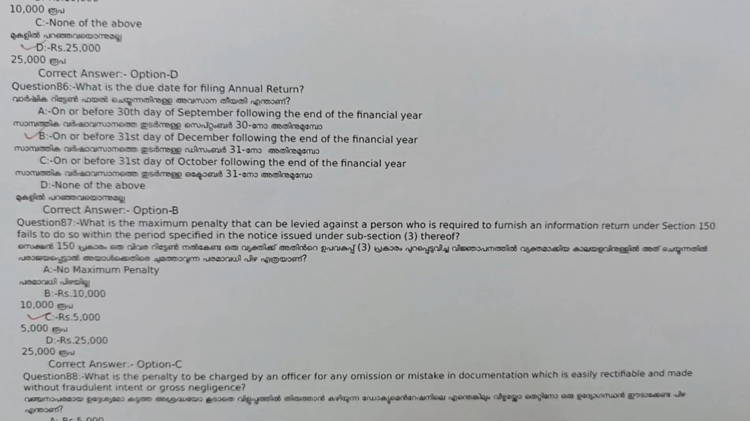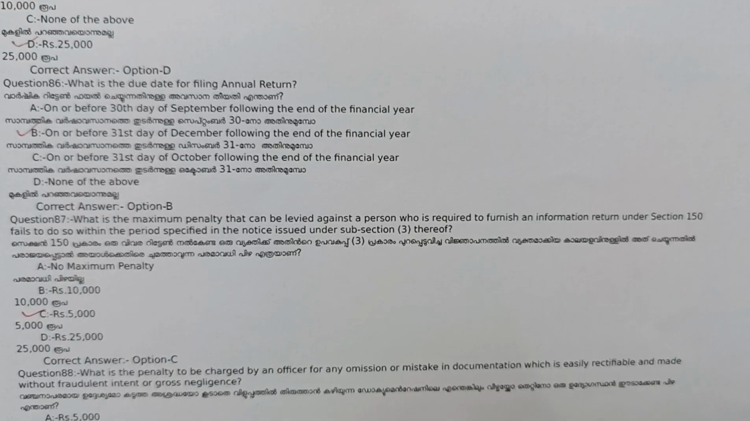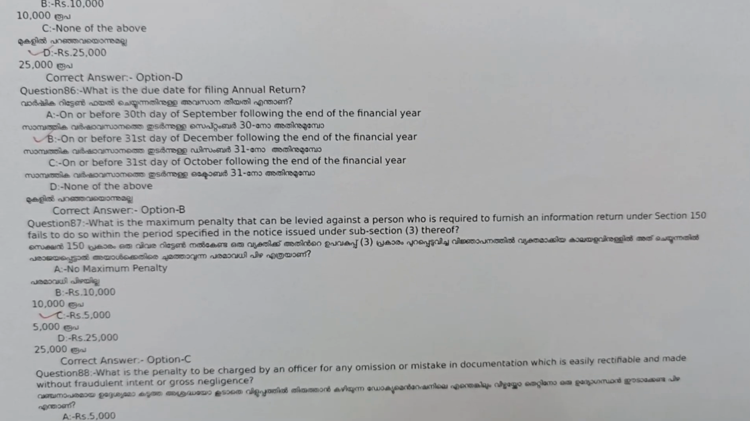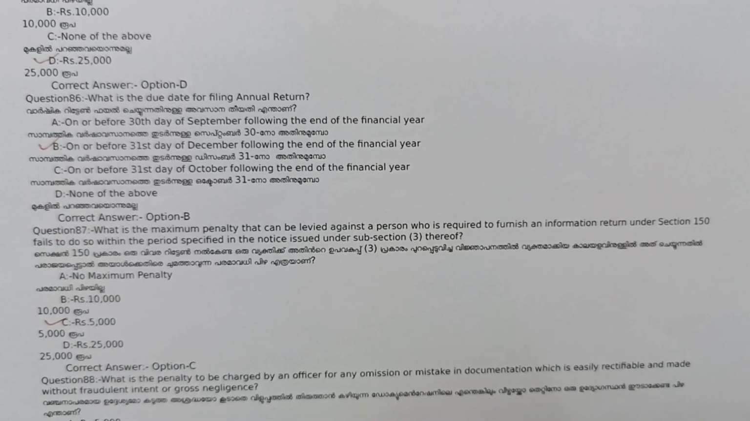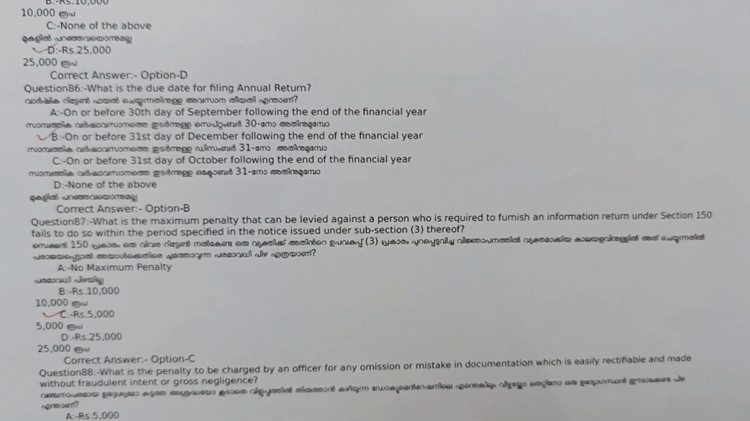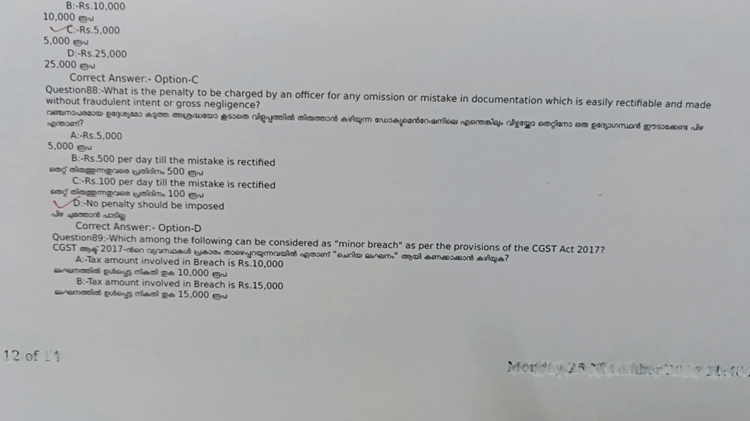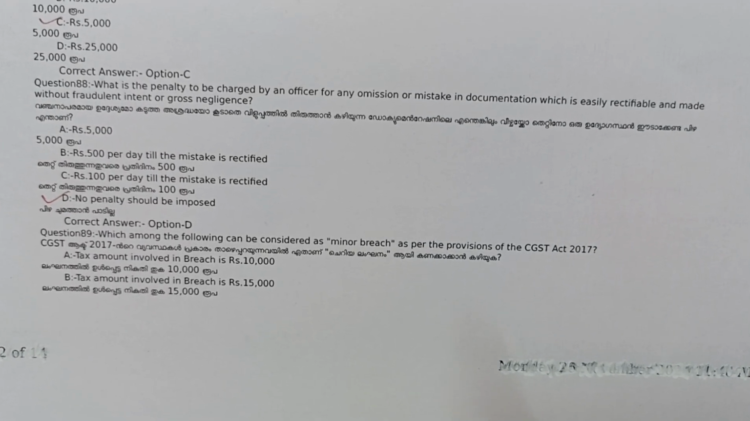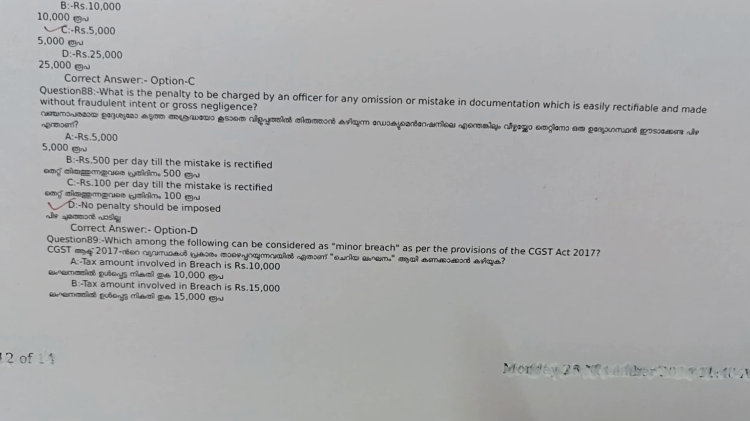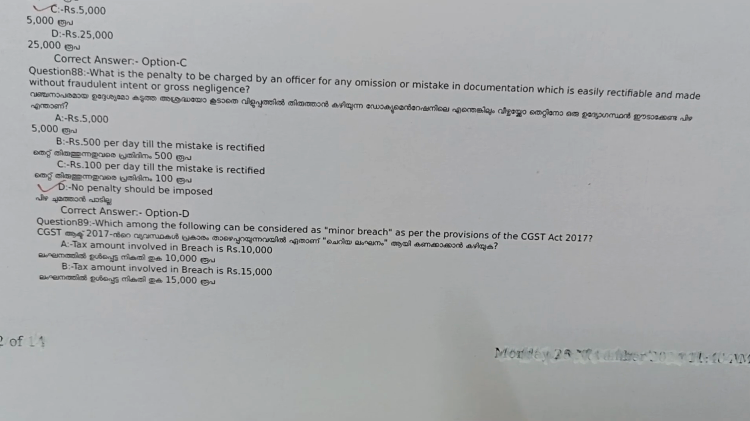Question number 87. What is the maximum penalty that can be levied against a person who is required to furnish an information return under section 150, fails to do so within the period specified in the notice issued under subsection 3 thereof? Correct answer, rupees 5,000. Question number 88. What is the penalty to be charged by an officer for any omission or mistake in documentation which is easily rectifiable and made without fraudulent intent or gross negligence? Correct answer, no penalty should be imposed.